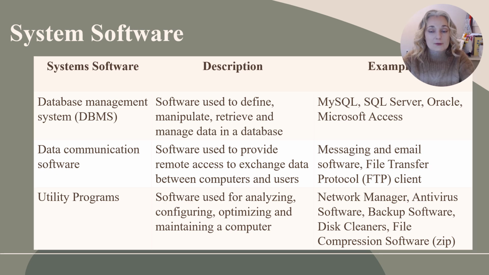Then we have our utility programs, and this is software used for analyzing, configuring, optimizing, and maintaining a computer. So these are things such as Network Manager, and I'm sure we all press Alt Control Delete. Everyone always laughs when they look at my computer how many files and different programs I have open. So I use Network Manager all the time to close down files if my computer's running too slowly.